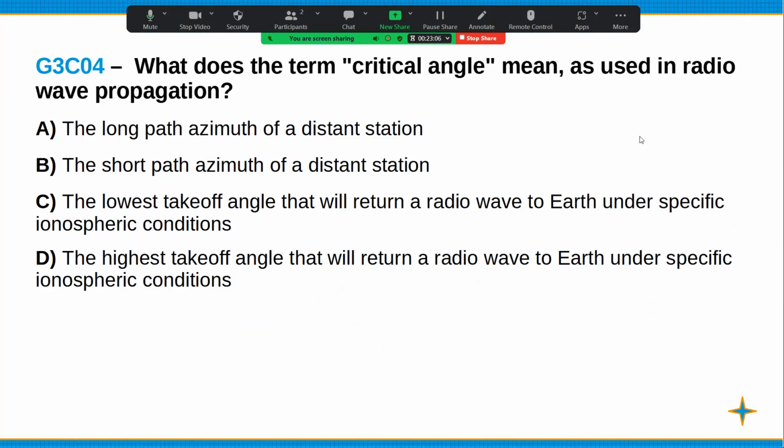What does the term critical angle mean as used in radio wave propagation? Highest angle takeoff. Right.